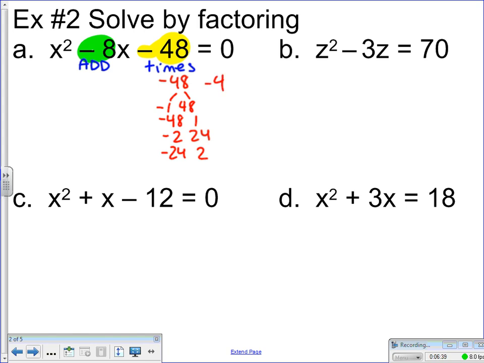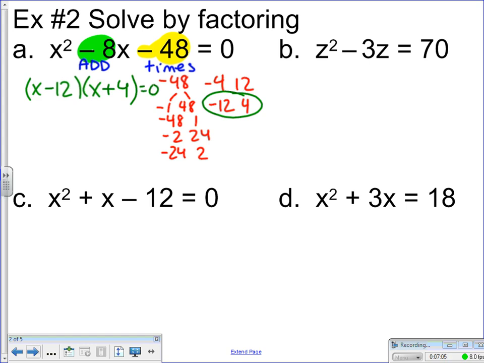4 and 12. I think 4 and 12 might give us what we're looking for because we need negative 8. And negative 12 plus 4 is negative 8. So the factors for A are x minus 12 and x plus 4. Now please remember that the factors are not the solutions because this is still equal to 0.